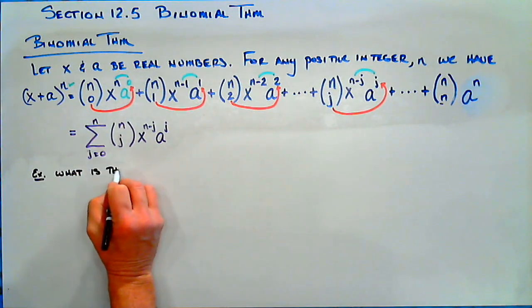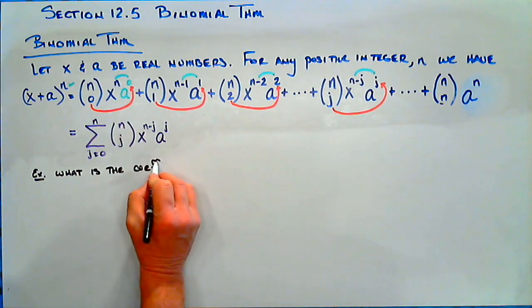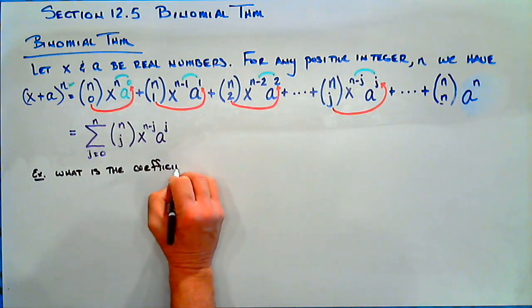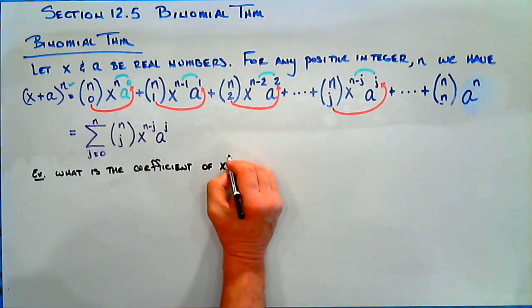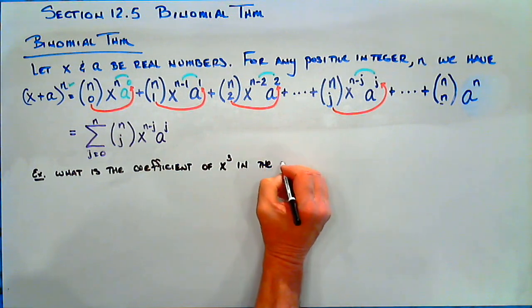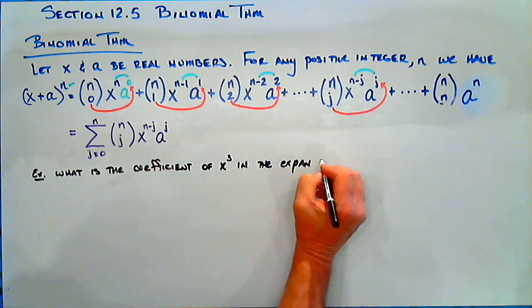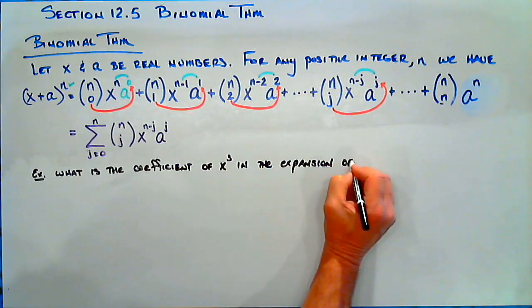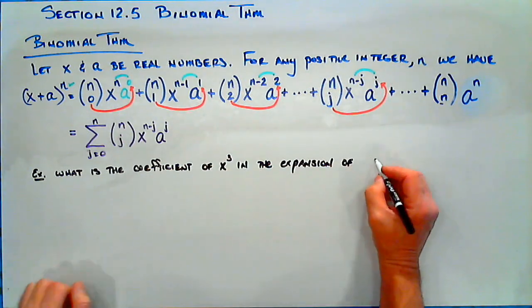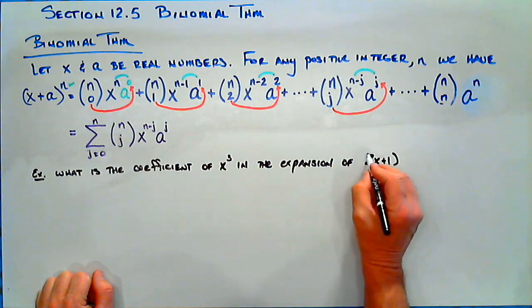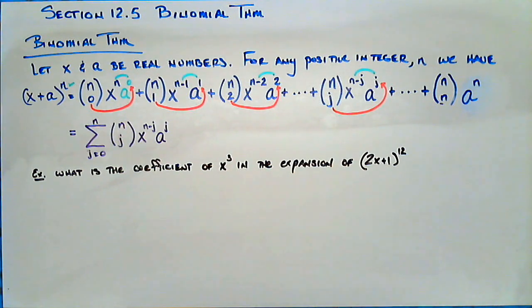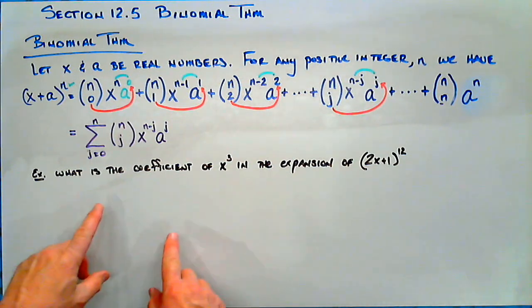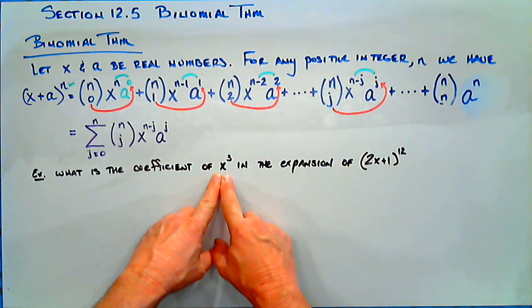what is the coefficient of x cubed in the expansion of 2x plus 1 to the 12th? All right? 2x plus 1 to the 12th. Now, they want to know, what's the coefficient of x cubed?